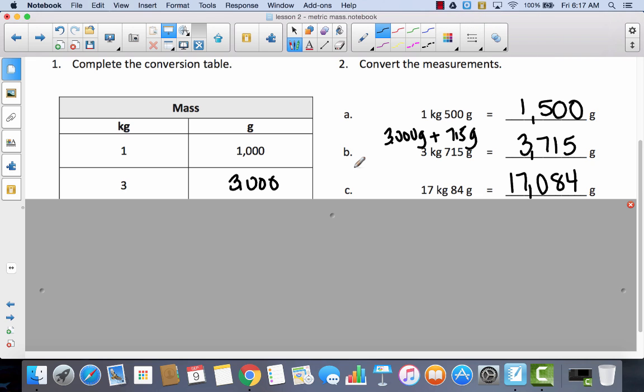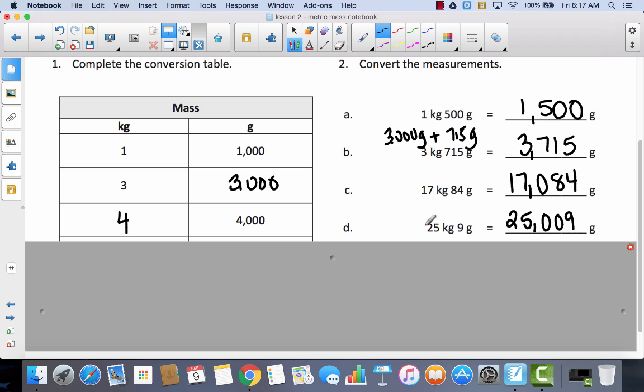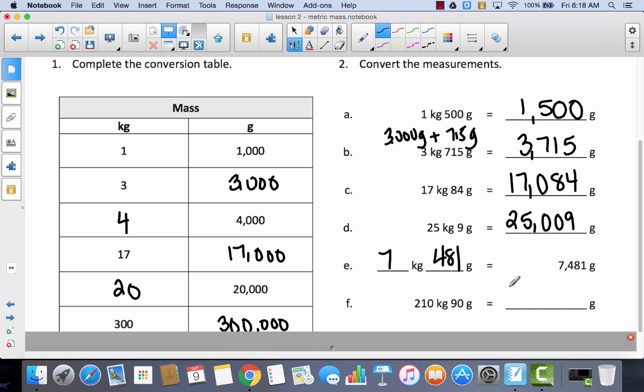Okay, so let's take a look at C. So 17 kilograms is equal to 17,000 plus 84. So this is 17,084 grams. So you just have to write that in standard form. Same thing with this one, 25,009 grams. So you have to write it in standard form. In this one, we're just going backwards. 7,481 grams is equal to 7 kilograms and 481 grams. And then F would be 210,090.